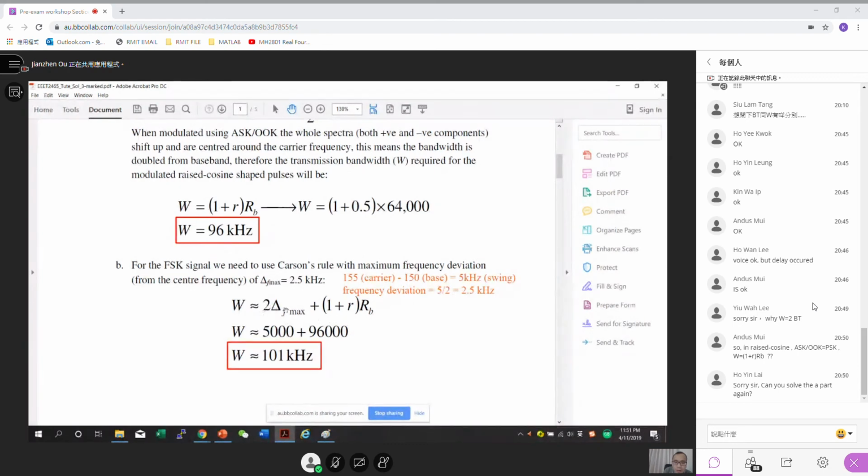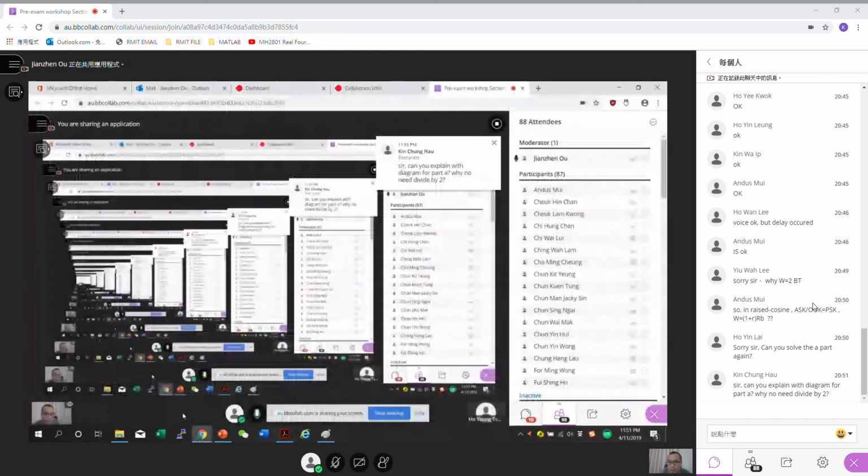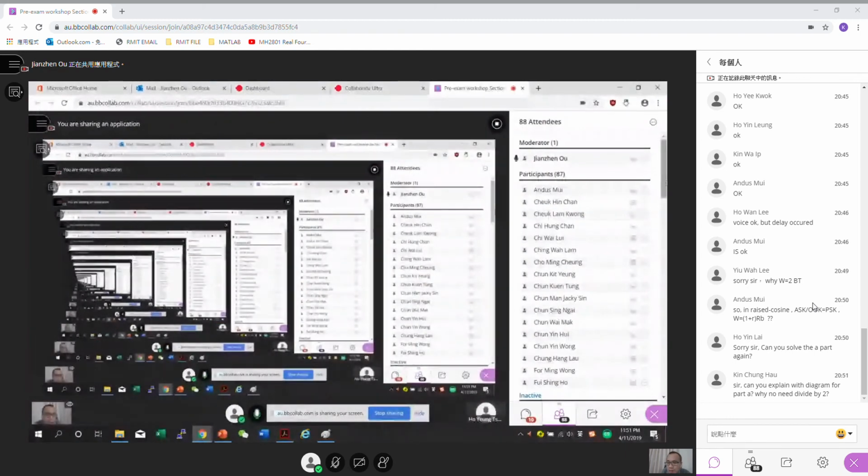So now we know the delta F max, the R, and the RB. So we have 2 times 2.5 kilohertz, which is 5,000, plus 1 plus R times RB, which is 96,000, substituting from here to here. And then finally, you just add it together, and it becomes 101 kilohertz. So you can see it's not difficult at all. Let's see what question it is.